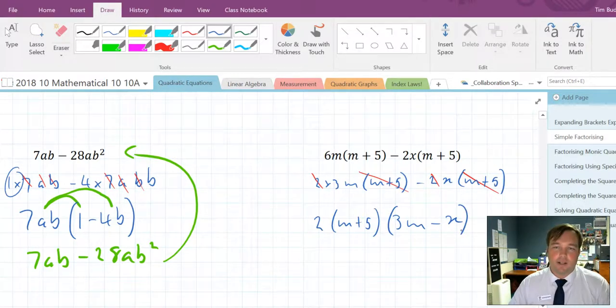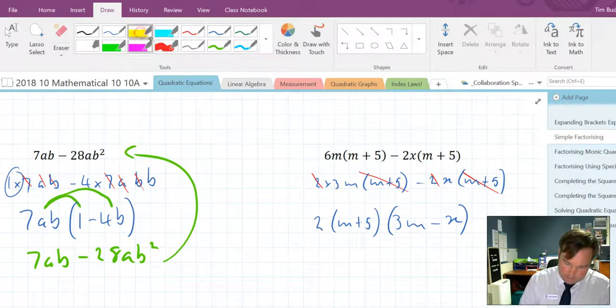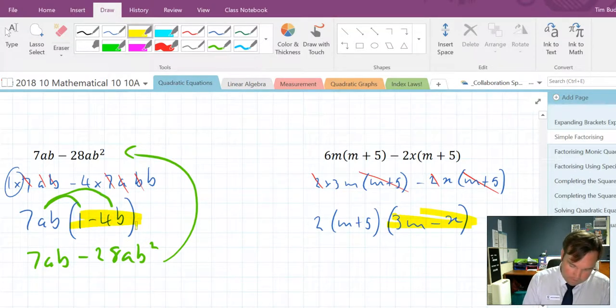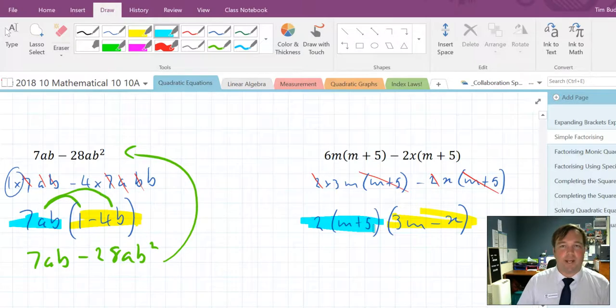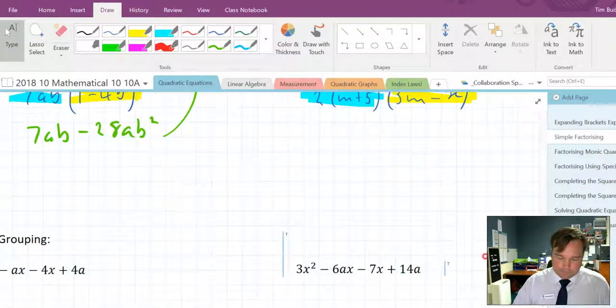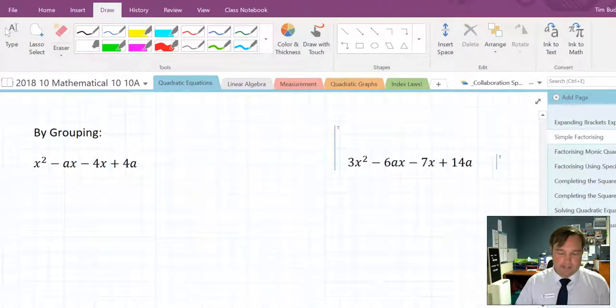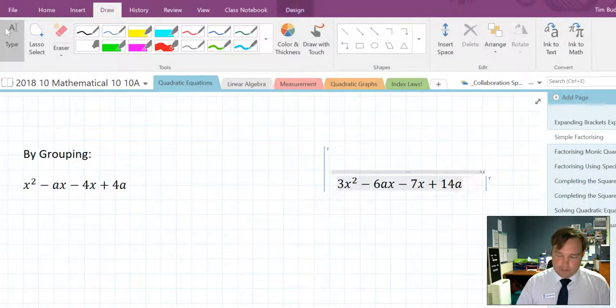Right. Now I know that looks super odd, but remember this bracket here is just the equivalent of that one there, and this front term is what was in both. There was a 2 times m plus 5 in both, we took it out and had another pair of brackets. Now, this little strategy leads to something called grouping.